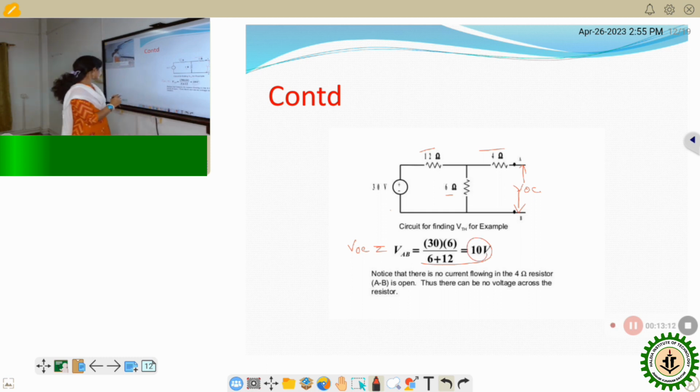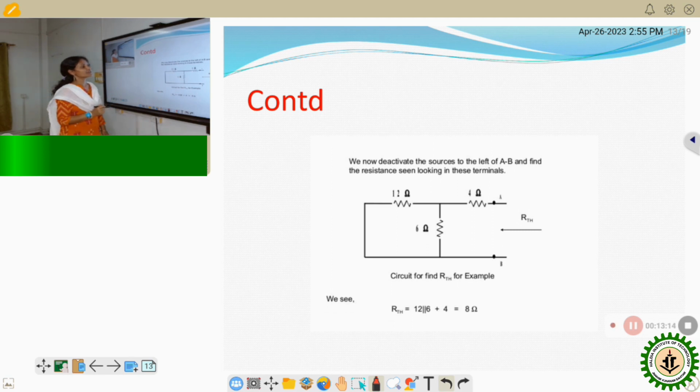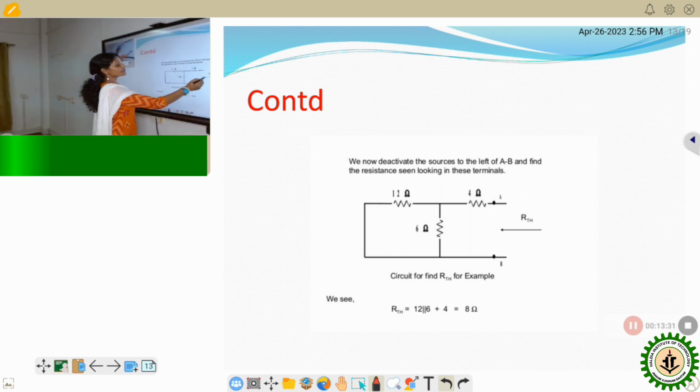Okay. Then next, calculate RTH. Before calculating RTH, I have already told you to remove all the voltage and current sources. As this network contains only one voltage source, only remove this voltage source by short circuiting. Now we get this type of circuit. Now view back into the network from the open circuited terminal.